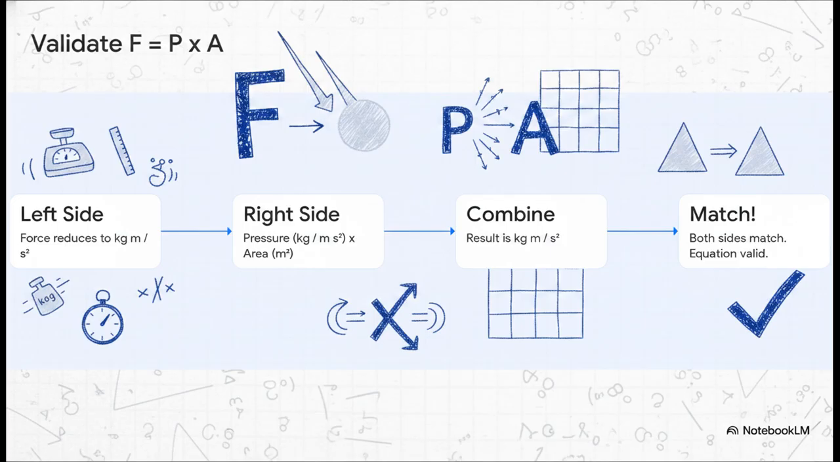Now, step 2. We break down the right side. Pressure is defined as kilograms divided by meters times seconds squared, and area is square meters. Step 3. We combine that right side by multiplying them. The math cancels out one of the meters, leaving us with kilograms times meters over seconds squared. And step 4. Both sides perfectly match. The fundamental units are identical, which means this equation is absolutely mathematically valid.